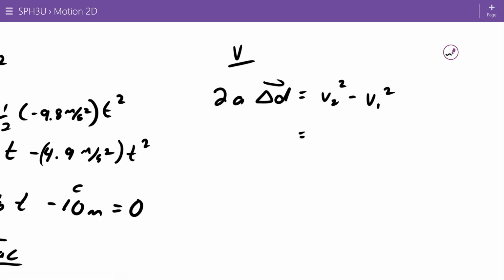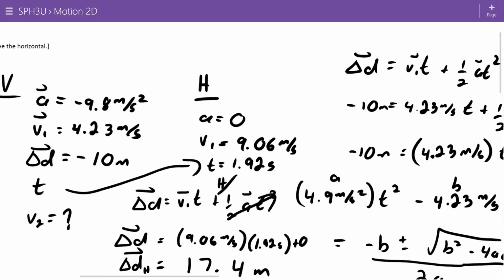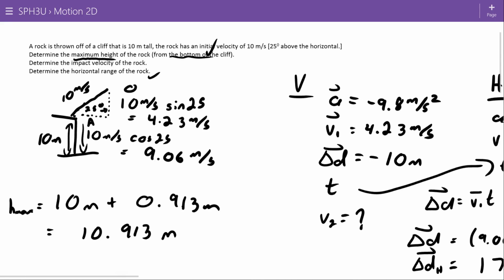My 2 times negative 9.8 meters per second squared, remembering that this object is falling a distance of 10 meters as it goes from the top of the cliff to the bottom of the cliff. So that's our displacement. V2 is what we're looking for. And V1 all the way over here at 4.23 meters per second. This one right here.